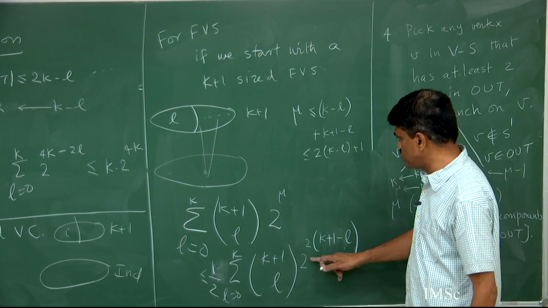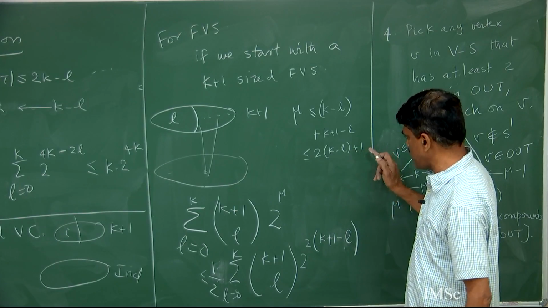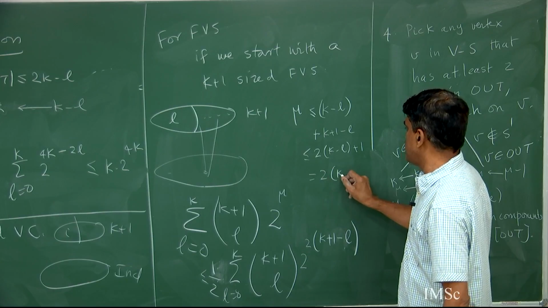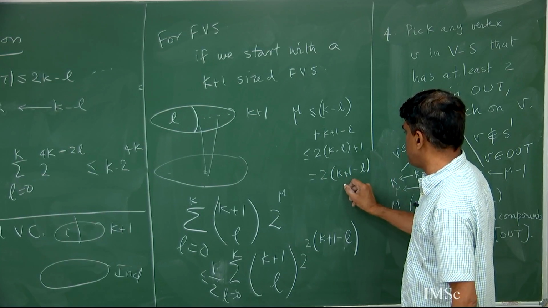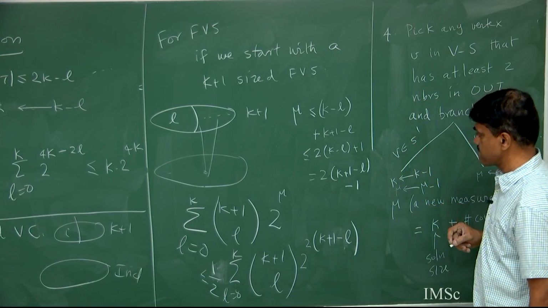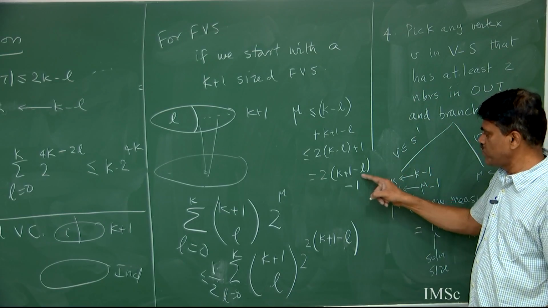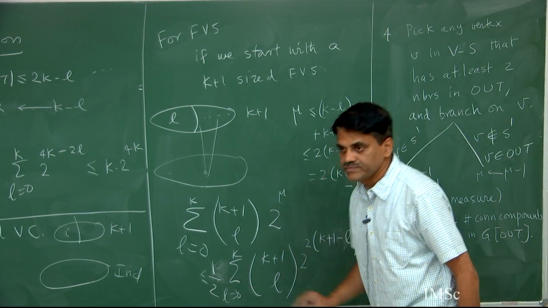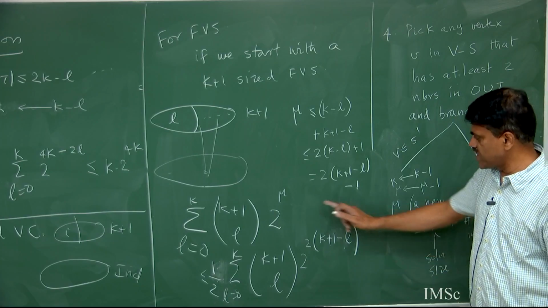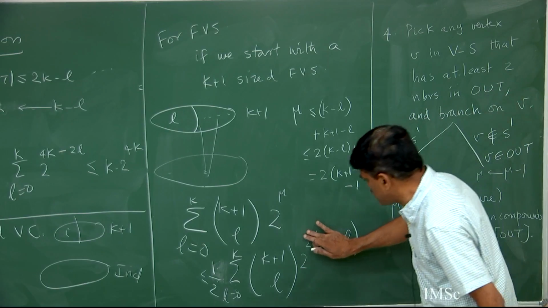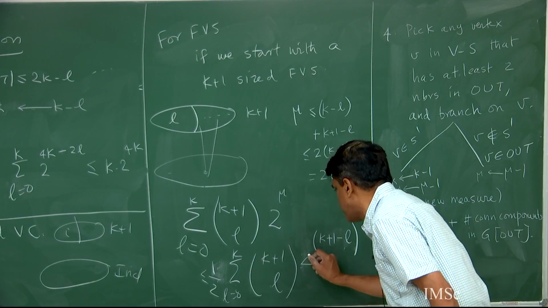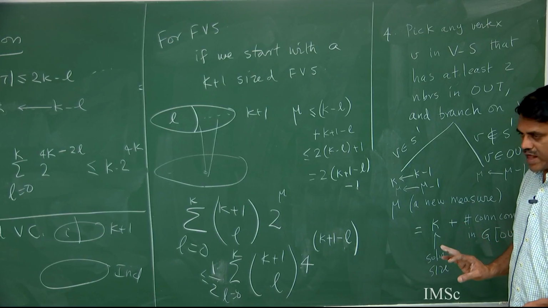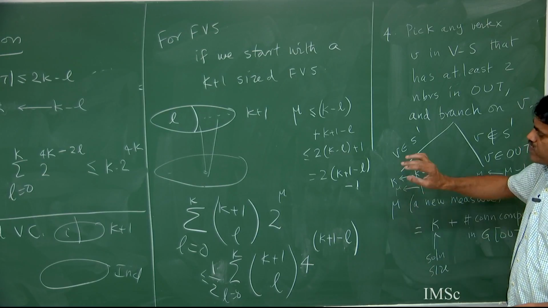Okay. So, it is 2 power 2 into k minus L plus 1, but I am going to write this as 2 into k plus 1 minus L minus 1, right. So, 2 into k plus 1 L minus L I have put, then minus 1 comes here. Okay. So, now what is inside the summation? This is 2 power 2, so let me write this as 4 power. So, k plus 1 choose L times 4 power k plus 1 minus L.